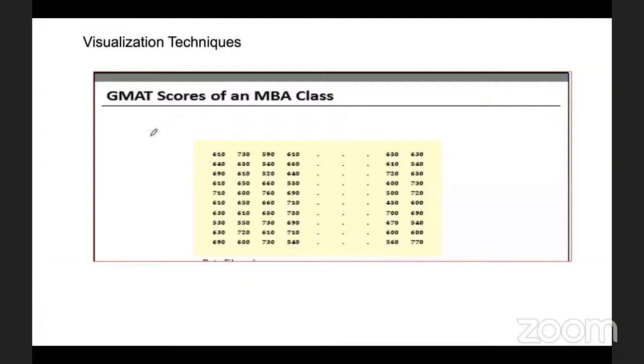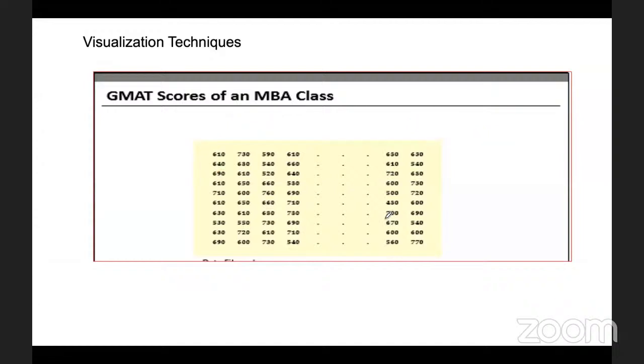So let us consider a simple data set, GMAT scores of an MBA class. And these are the scores. As we know, the maximum score would be 800, and any score more than 700 would be considered a very good score. The scores are like this for each of the students: this is student one's score, second student, third student, like that. We have different students' scores.